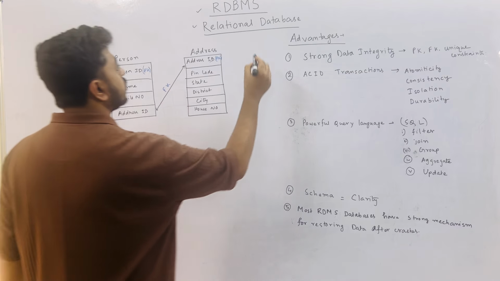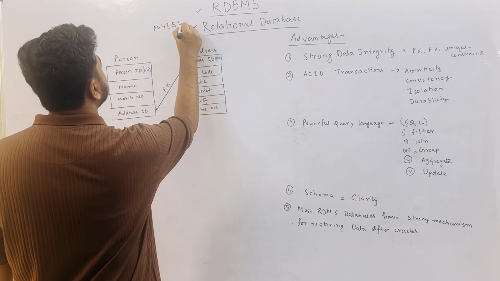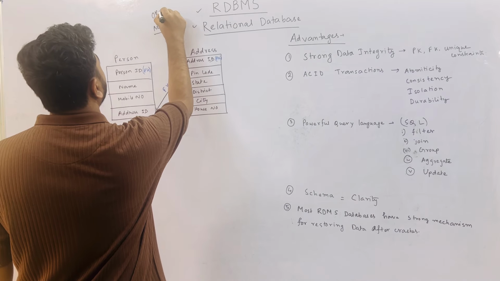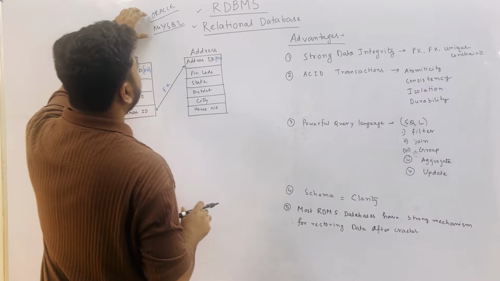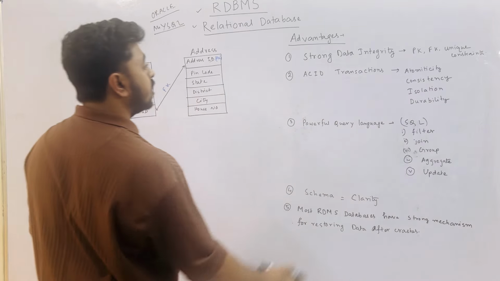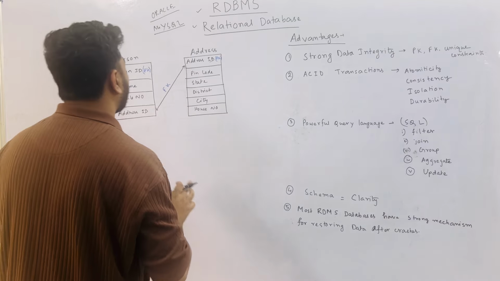So how do relational databases like MySQL, a famous relational database, and Oracle, which provide the relational database service, maintain strong data integrity? They use the primary key, foreign key and unique constraints. So what is a primary key?